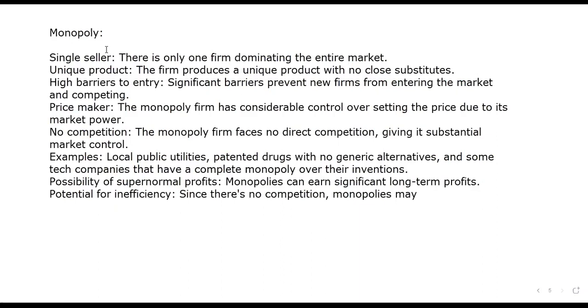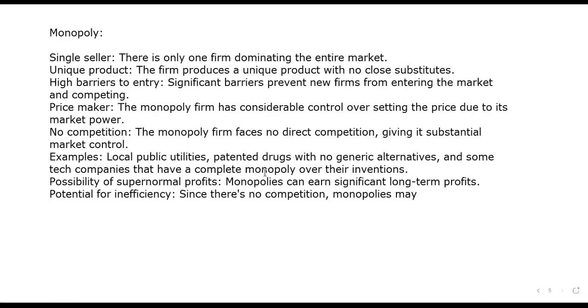So the producer is the price setter. So meaning in a monopoly, a firm should have considerable control over setting the price. Whereas in a perfect competition, we are price takers. We take whatever price is there. In this market, there's no competition because the firm has direct control over raw materials. Okay, so examples of such could be utility companies like ZESCO, patented drug with no generic alternatives, and some tech companies.